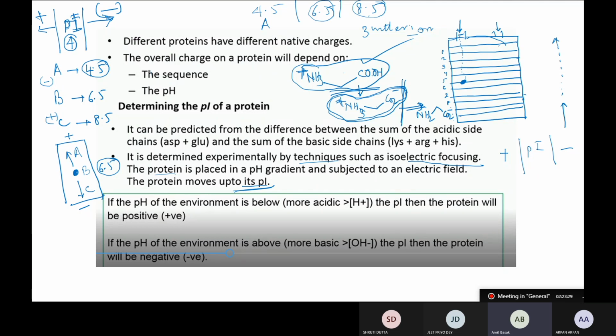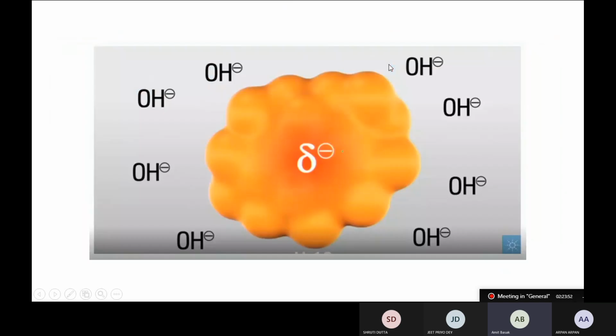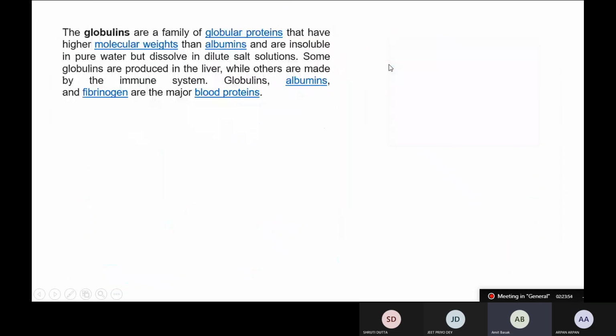So by this, taking the pI issue, you can actually separate proteins. If the pIs are quite different, you have to maintain the pH at the proper level and then do it. You can separate the molecules. Basically that's it. There are a few other issues.